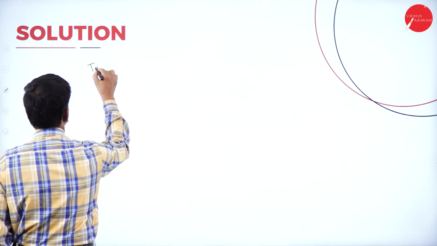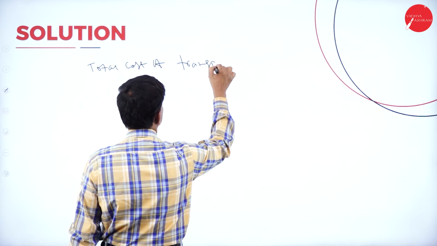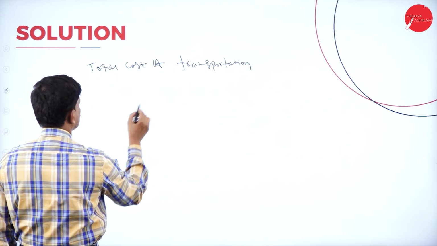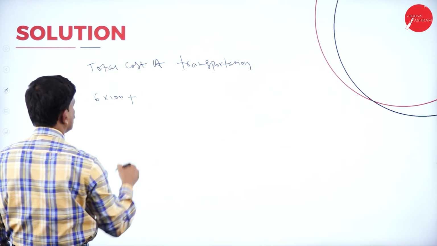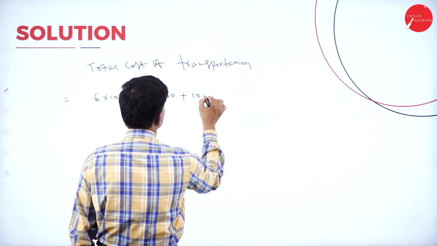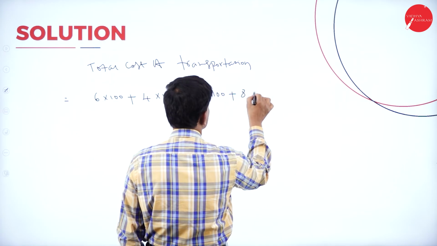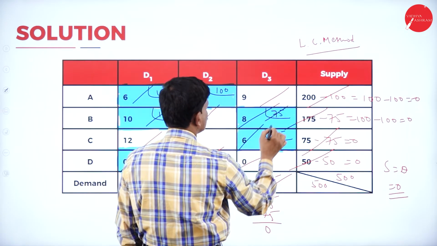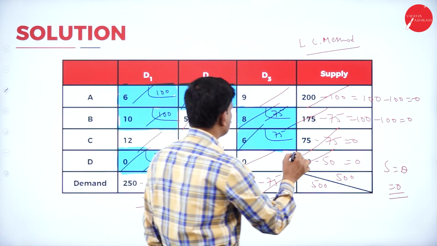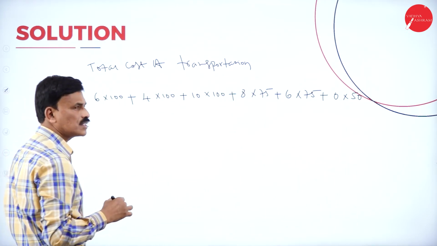So, the total cost of transportation is equal to, let me simplify, 6 into 100 plus 4 into 100 plus 10 into 100 plus 8 into 75 plus 6 into 75 plus the last value is 0 into 50. Simplify this, that's it. This will give us the total cost.